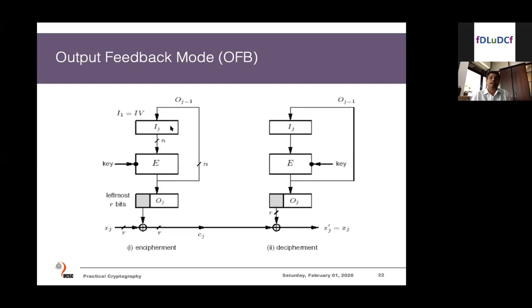Let me explain how this output feedback mode works. In this mode, we have an initial vector again. We feed that initial vector to the block cipher and encrypt it, same as in cipher feedback mode. Then we pick the leftmost R bits here and XOR that with the plain text to produce the first round of ciphertext. In order to create the next round of ciphertext, we need a different key. So we take the n bits of this output of the first round and feed it back to the top to generate the next key.